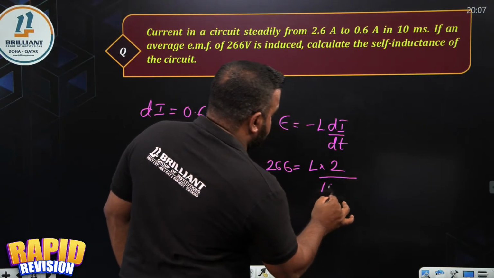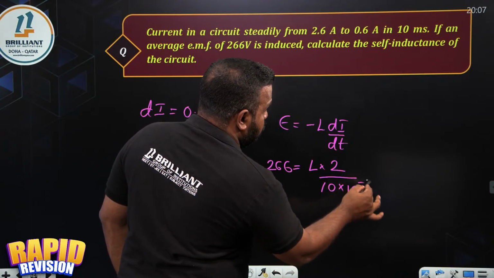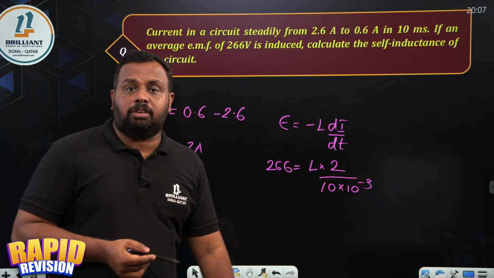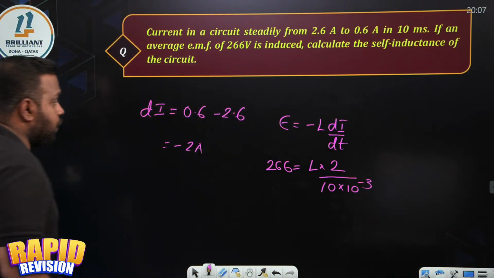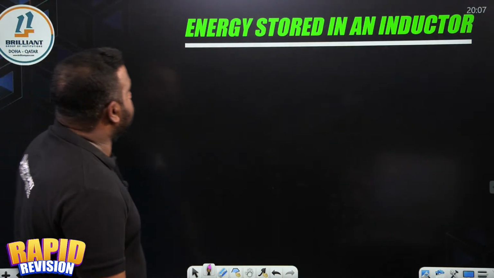10 milliseconds. So 10 into 10 raised to minus 3 millisecond you should convert into seconds. So you can easily find the value of self-inductance. I think it's also fine for you. I'm going to the next question. Calculation you can do. Next.